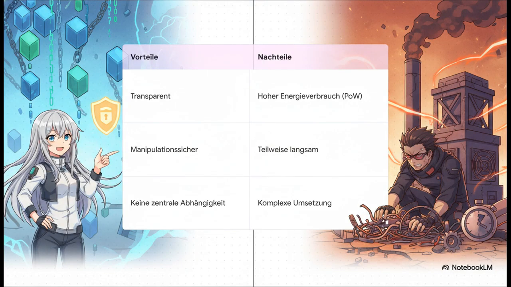The advantages are huge. It's transparent, it's tamper-proof, and there's no single entity you have to depend on. But the disadvantages are just as real. Proof of work's energy use is a major concern, the networks can be slow, and honestly, building and implementing this technology correctly is incredibly complex.